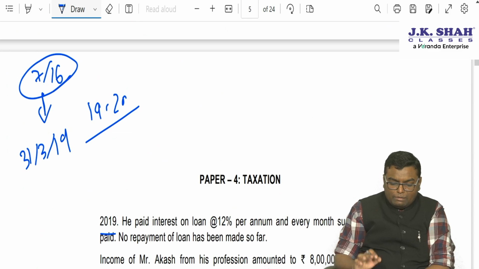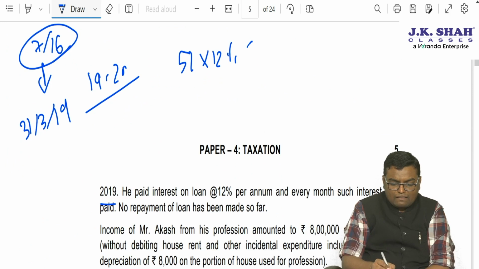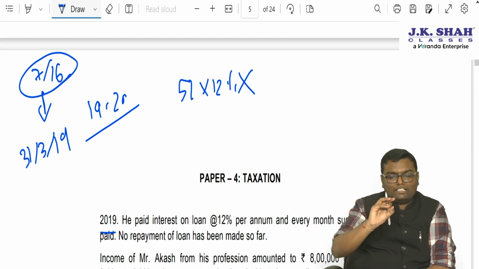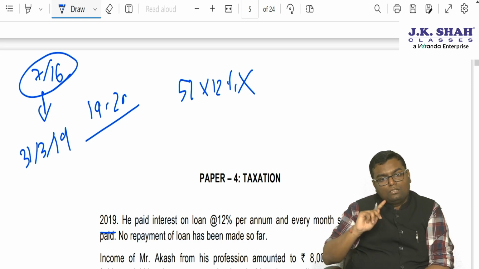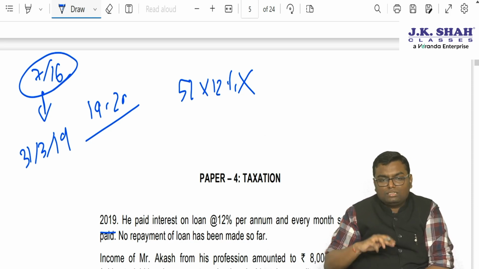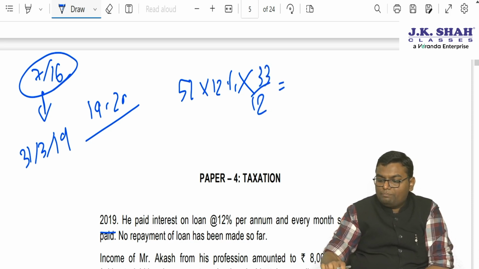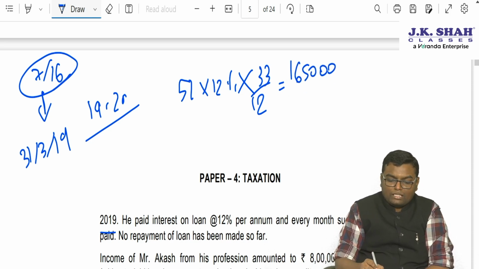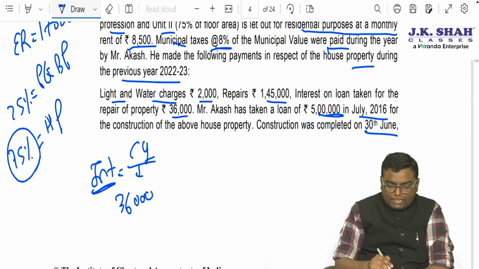So what will be the pre-construction interest? Loan was of 5 lakh, multiplied by 12% interest, multiplied by July 16 to March 19. July to March 17: July, August, September, October, November, December, January, February, March, 9 months, plus 17-18, 12 months, 18-19, another 12 months. So that will be 33 months in total. My total pre-construction interest will come to rupees 1,65,000, which I can amortize over a tenure of 5 years. So for the year 22-23, the pre-construction interest is 33,000.